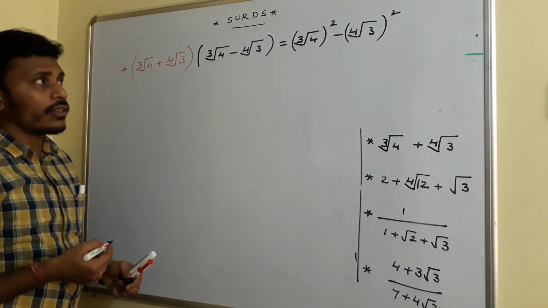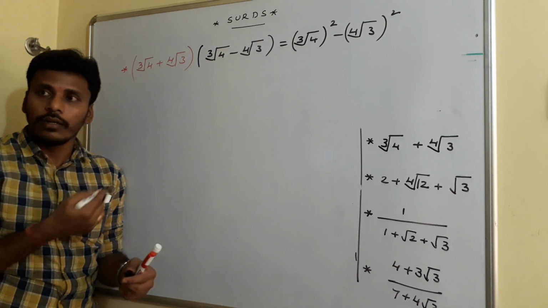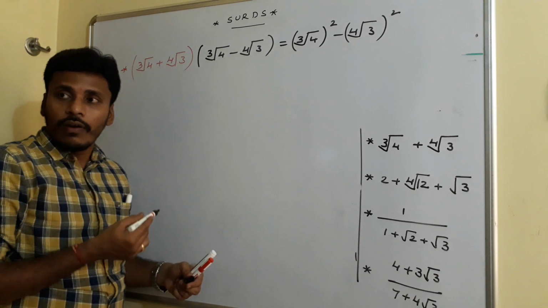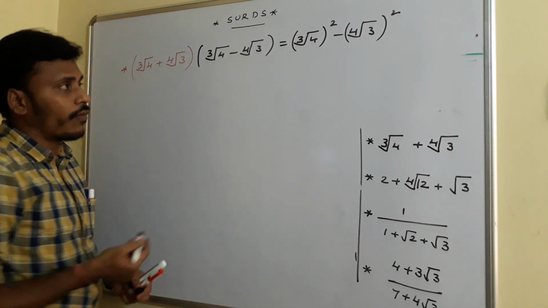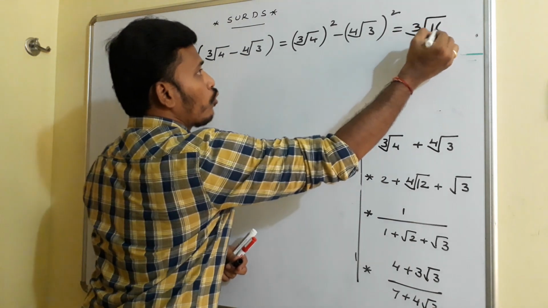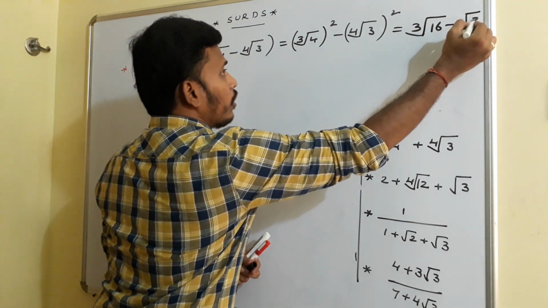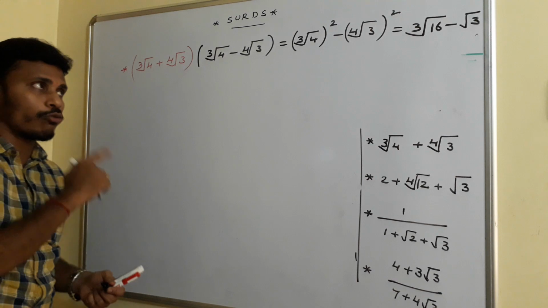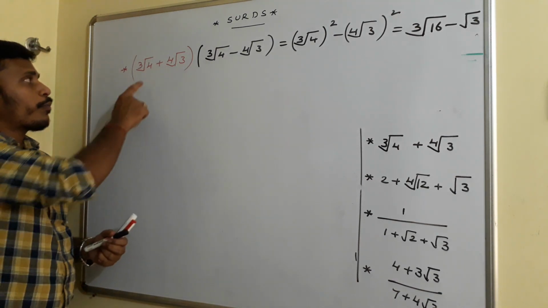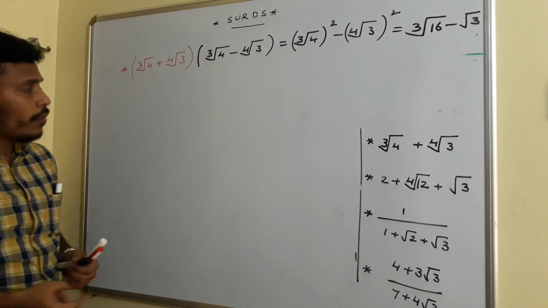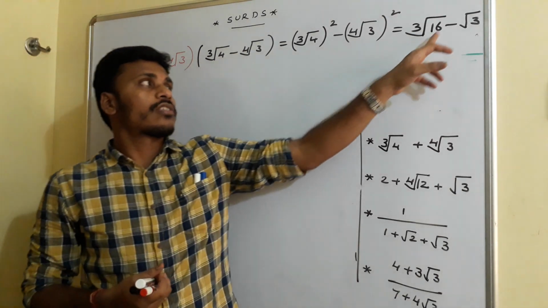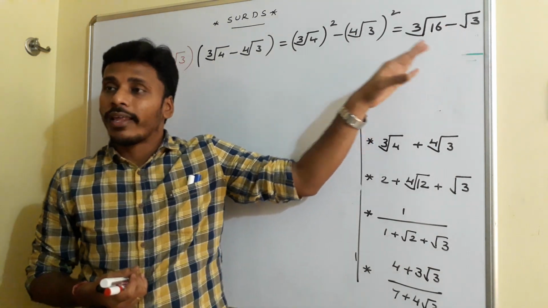And cube root 4 squared is nothing but cube root 16, whereas 4th root 3 square is nothing but 3 power 1 by 4 power 2, which is 3 power 1 by 2. So this value is cube root of 16 minus root 3. Be cautious while writing. This is cube root of 16 and that is square root of 3. Just observe it. The given problem is cube root 4 plus 4th root 3. If you multiply with cube root 4 minus 4th root 3, the result is cube root 16 minus root 3. Still it is not rational.